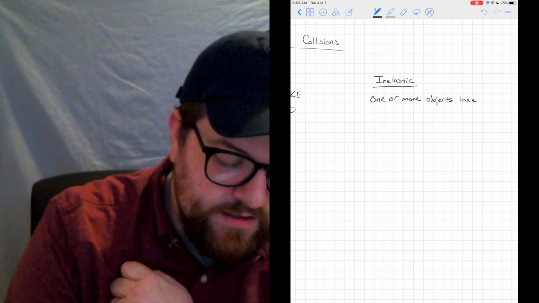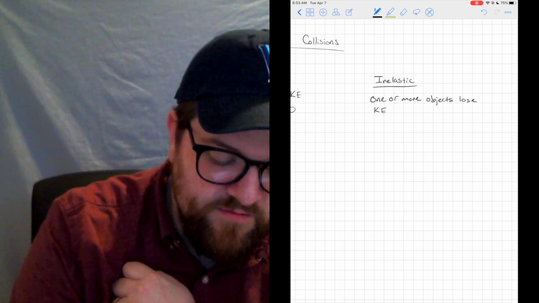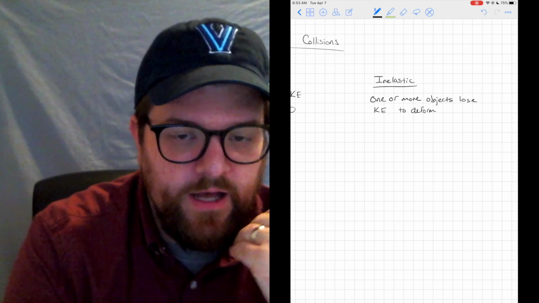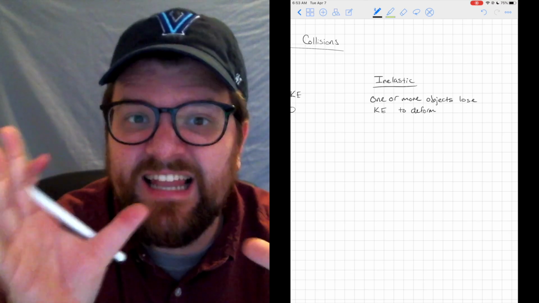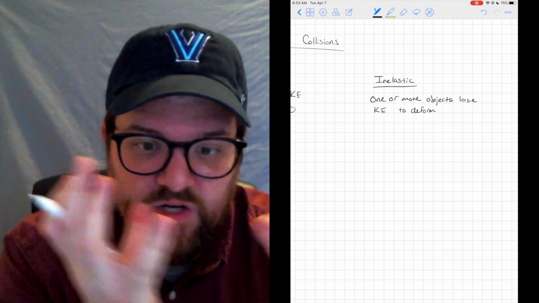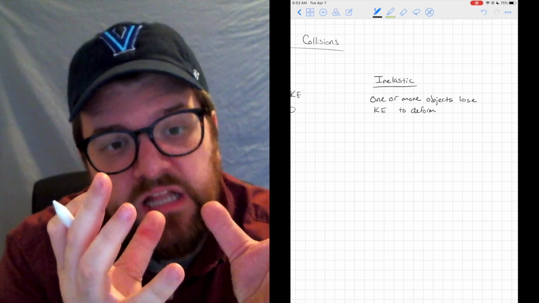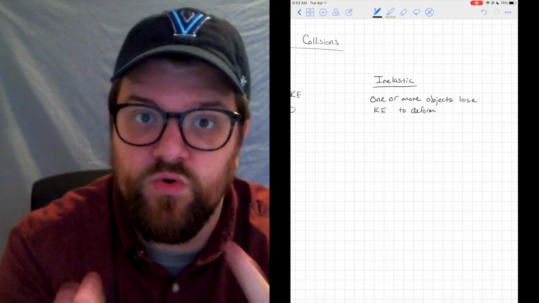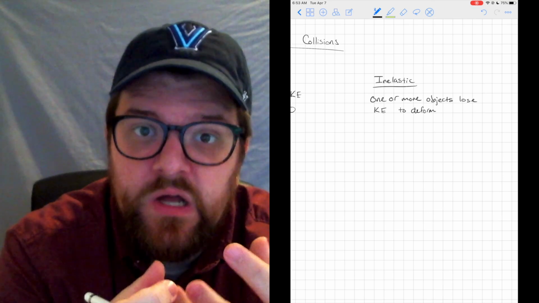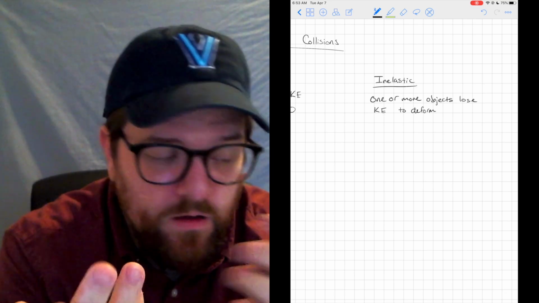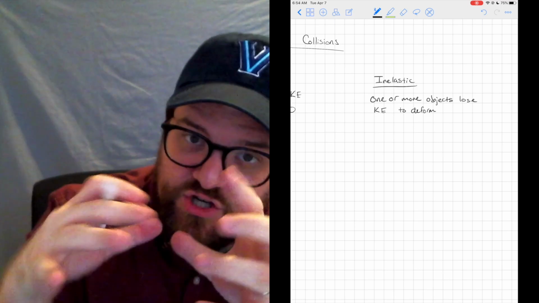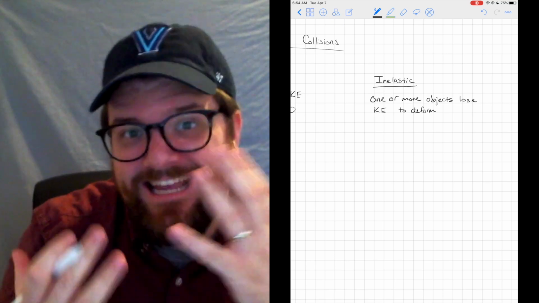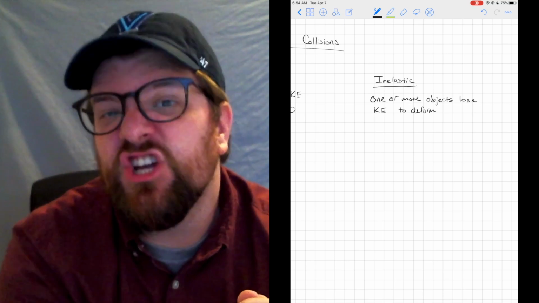Ke to deformation, or just to deform. All right. So when we think about these hunks of clay that are going to collide, they're not only going to collide, but they're also going to mush together into some sort of new clay ball, right? And so that deformation, that change of shape takes energy. It takes energy to do that.